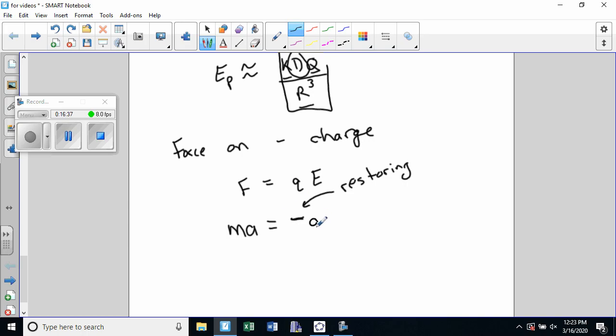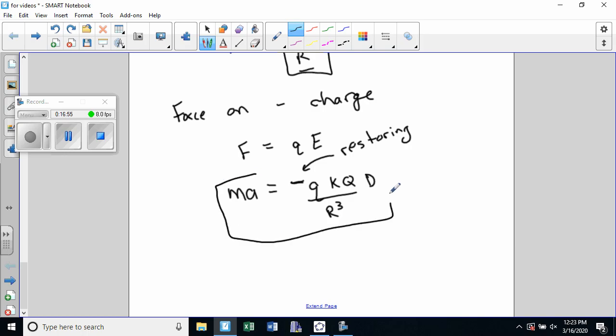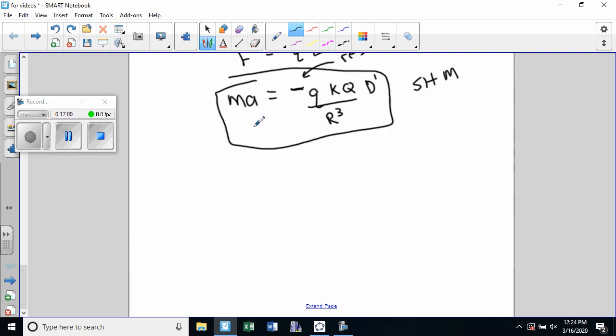This is going to be a force in the opposite direction of the electric field because it's a negative charge. So I'm going to say then q times the electric field, k d Q all over r cubed. And the reason I decided to put d back here is to show that this is in the form of simple harmonic motion. What we required for simple harmonic motion was a linear, d to the first power, restoring force. So the next thing I'm going to do is just divide by m so that I can get my second order differential equation.